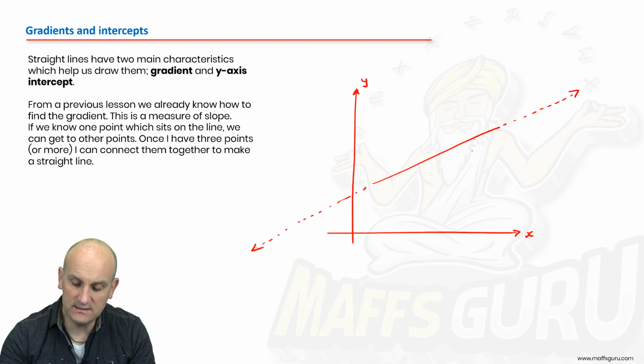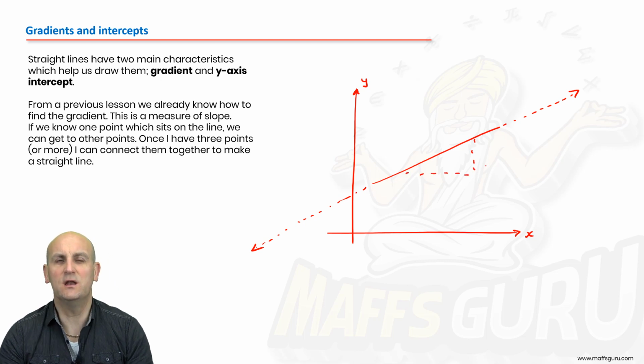And so while it is important and useful to know what the gradient is of this line, we also need to know a particular point on the line. And I'll explain what I mean there in a moment.